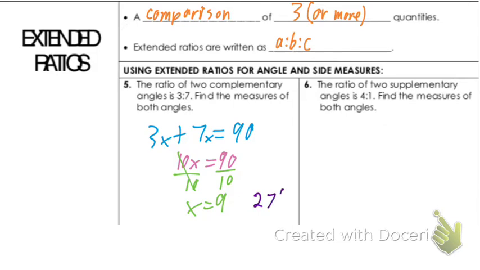27 and 63. Okay, 27 degrees and 63 degrees. I think we're off on multiplication a little bit. All right, 27 and 63.